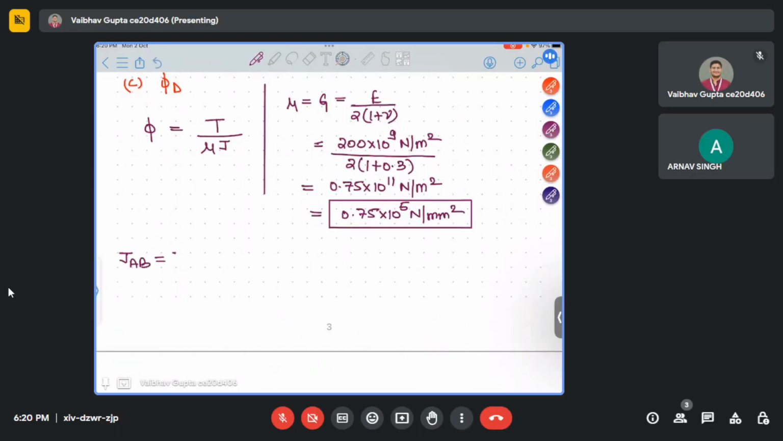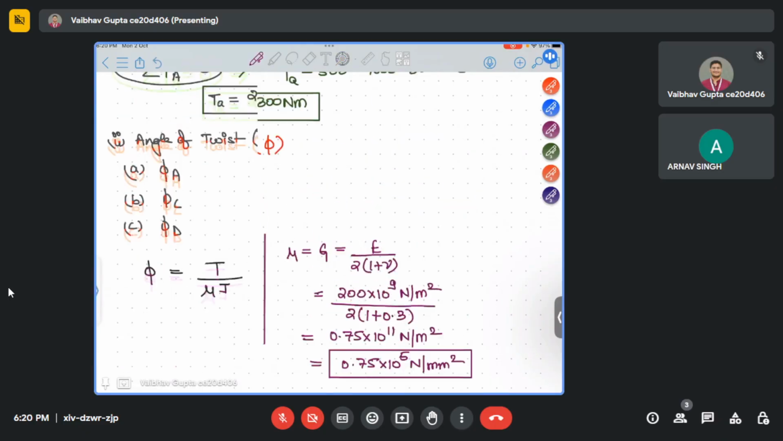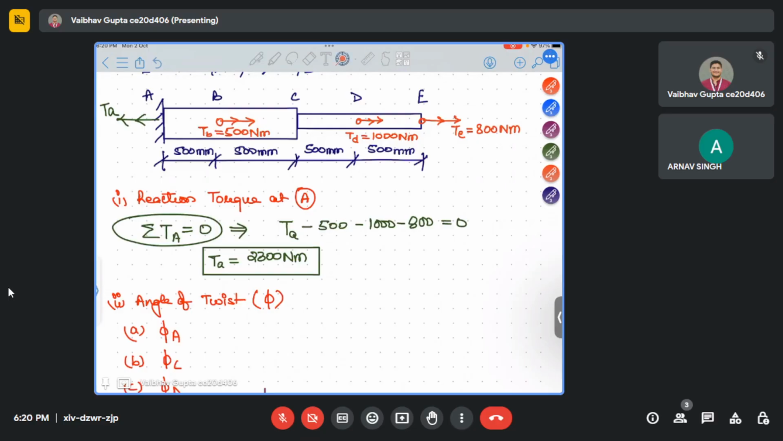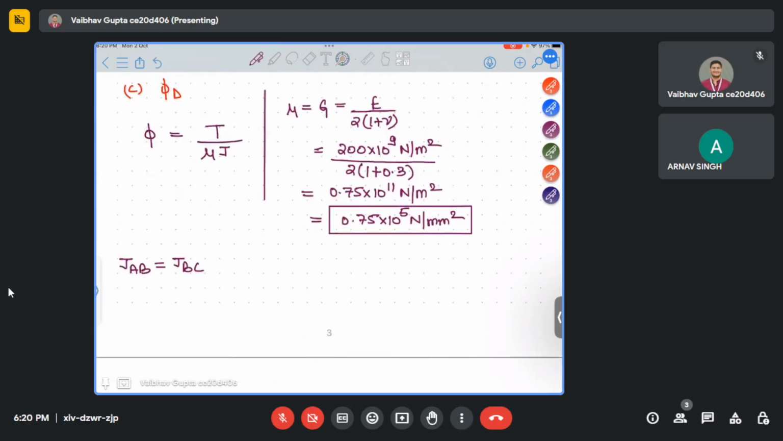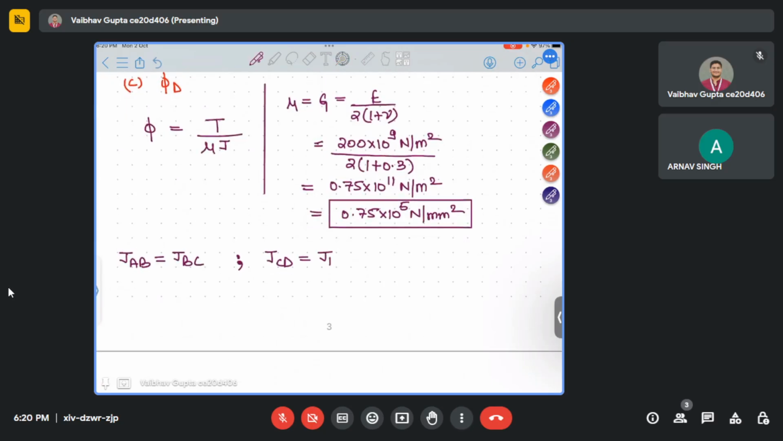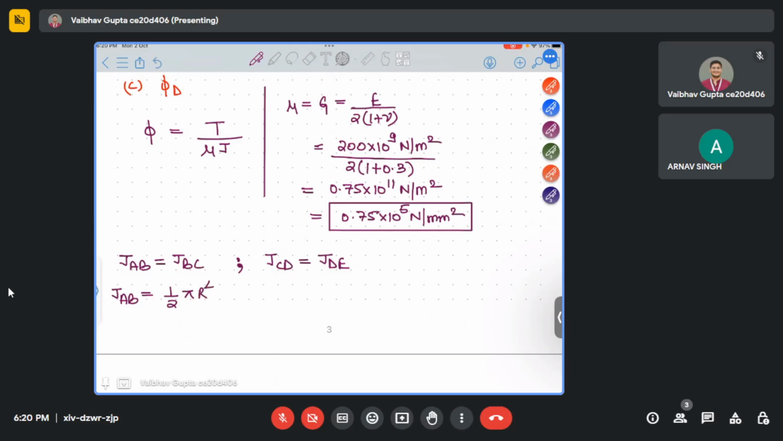JAB will be equal to JBC. Same material, same circular section for AB and BC, so polar moment of inertia for AB and BC will be same. Similarly, polar moment of inertia for CD and DE will be same because the material is same and the diameter is same. Similarly, JCD will be equal to JDE. Got it? So now JAB for circular cylinder, we saw the polar moment of inertia is given as pi r4.